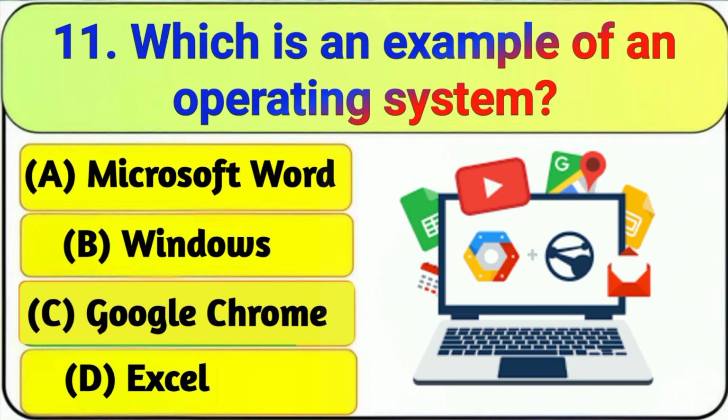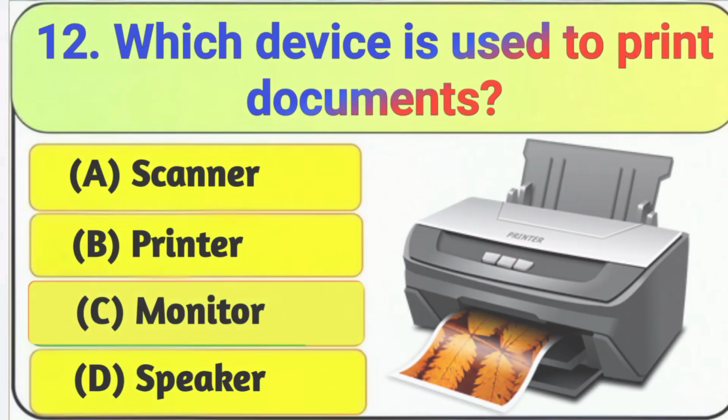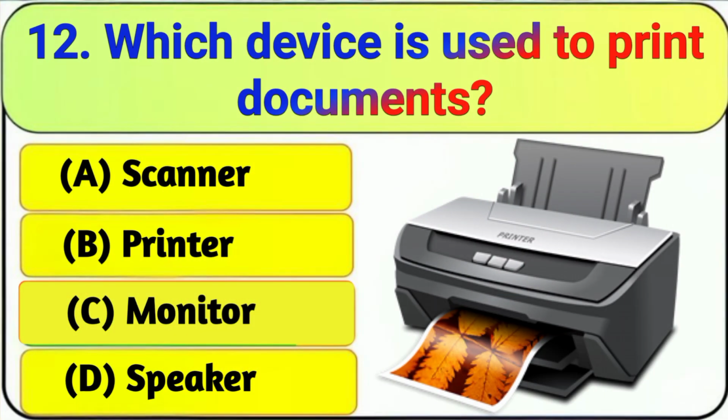Question number 11. Which is an example of an operating system? A. Microsoft Word. B. Windows. C. Google Chrome. D. Excel. Your right answer is B. Windows.